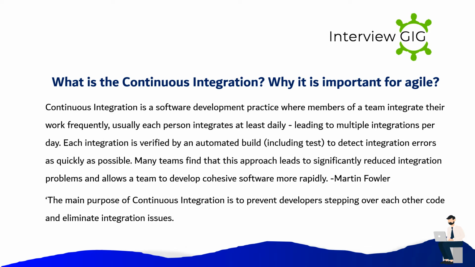What is continuous integration? Why is it important for Agile? Continuous integration is a software development practice where members of a team integrate their work frequently, usually each person integrates at least daily, leading to multiple integrations per day. Each integration is verified by an automated build, including tests, to detect integration errors as quickly as possible. Many teams find that this approach leads to significantly reduced integration problems and allows a team to develop cohesive software more rapidly. Martin Fowler. The main purpose of continuous integration is to prevent developers from stepping over each other's code and eliminate integration issues.